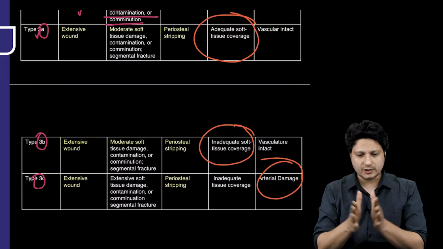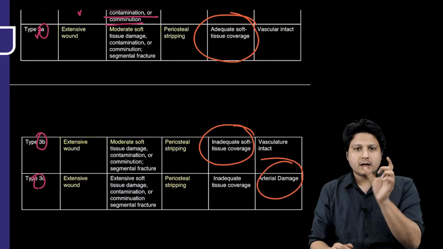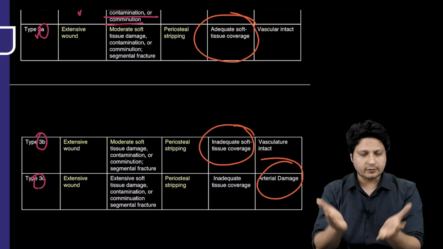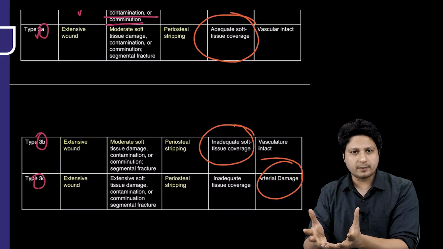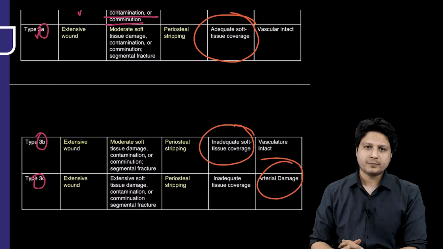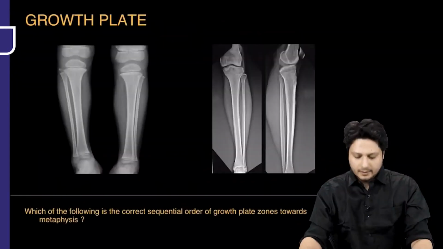At this point of time, just try to understand that open injuries to the bone involve not only the pattern of the fracture, but also the soft tissues, the contamination, the periosteum, and the possible arterial damage. Alright? And this is how you are going to distinguish the three different types.